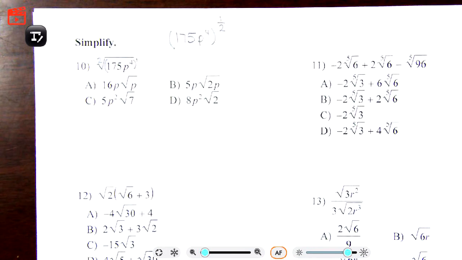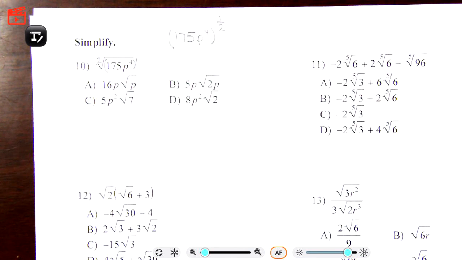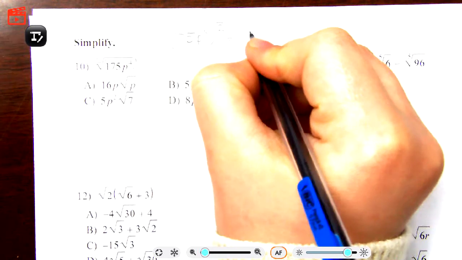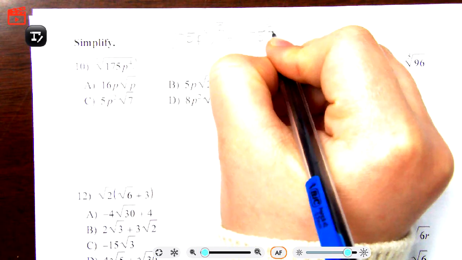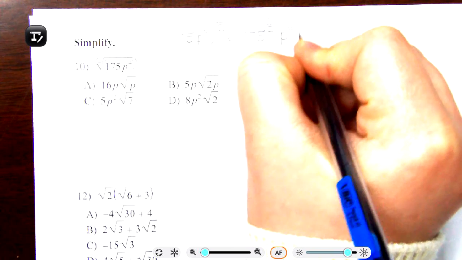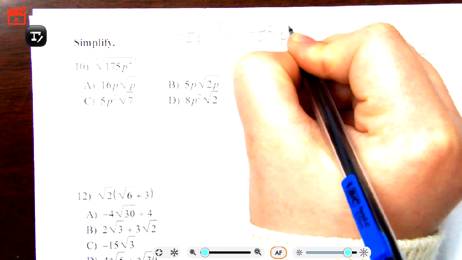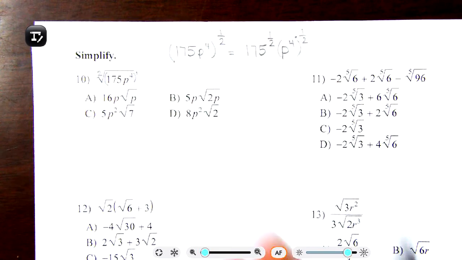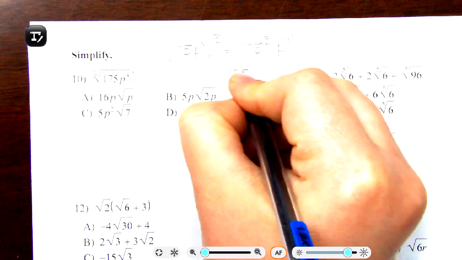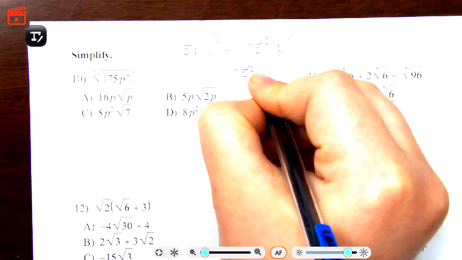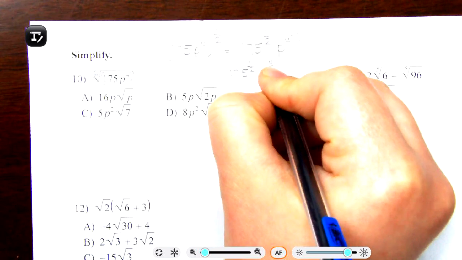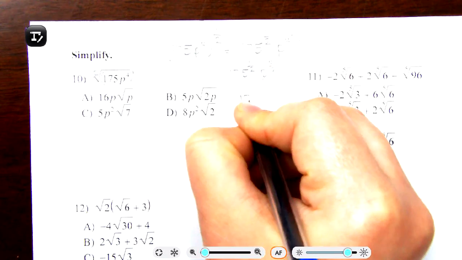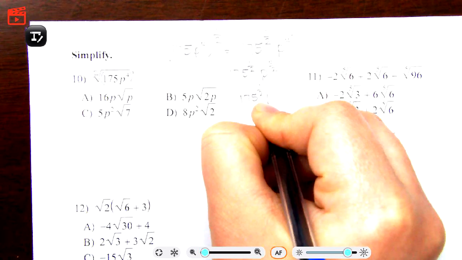Now, this is your power property of exponents. You're going to rewrite that as 175 to the 1/2 power, p to the 4th to the 1/2 power. When you have an exponent raised to an exponent, you're going to multiply them. So I have 175 to the 1/2. This is p 4 over 2. So I have 175 to the 1/2 p squared.